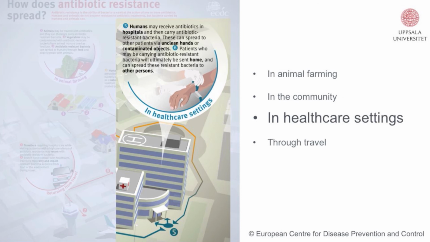Point 5 and 6 describe spread in healthcare settings. Humans may receive antibiotics in hospitals and then carry antibiotic-resistant bacteria. These can spread to other patients via unclean hands or contaminated objects. Patients who may be carrying antibiotic-resistant bacteria will ultimately be sent home and can spread these resistant bacteria to other persons.